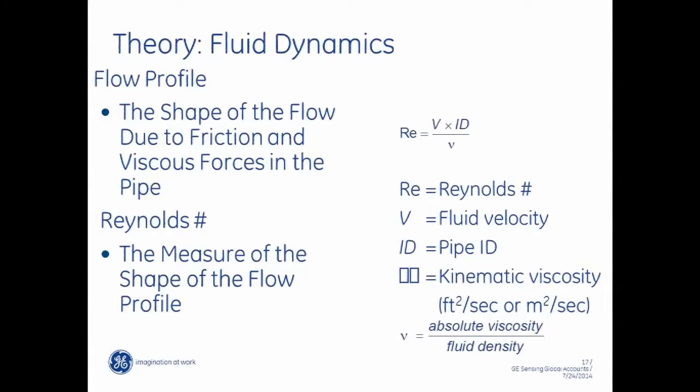So some fluid dynamics, flow profile, Reynolds number. Reynolds number is a measure of the shape of the flow profile. It's really not a number that you need to change. The meter kind of determines it, but it's good to know. The flow profile is the shape of the flow due to the friction and the viscous forces in the pipe. And we'll actually have some pictures here.